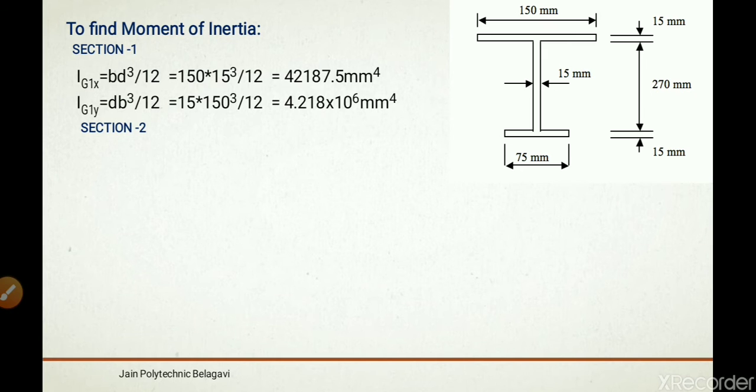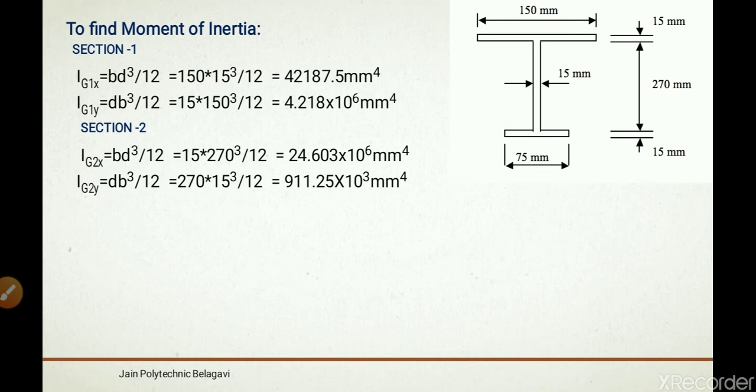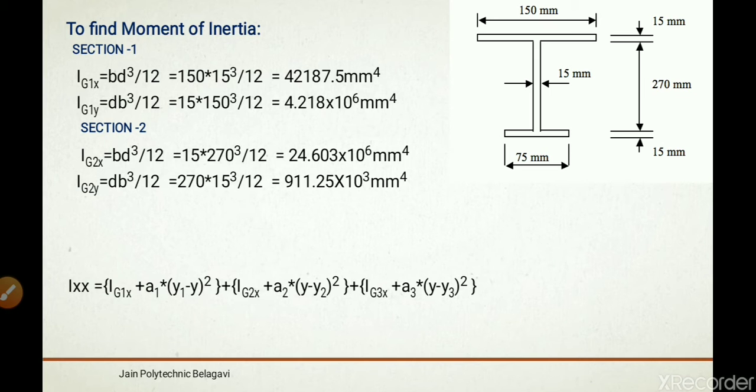Section 2, that is the web section, B is 15 and D is 270, right? So BD cube by 12 for the section 2 moment of inertia. So 15 into 270 raised to 3 divided by 12, 24.603 into 10 raised to 6 millimeter raised to 4 is the moment of inertia. About the y axis, the moment of inertia for the second section will be DB cube by 12. So D is 270, B is 15 cubed divided by 12, 911.25 into 10 raised to 3 millimeter raised to 4, right?